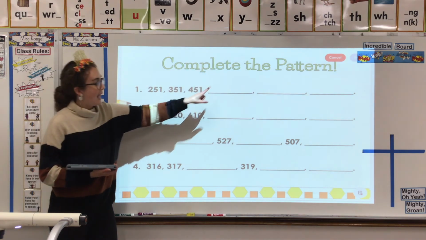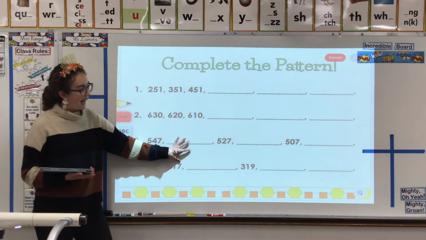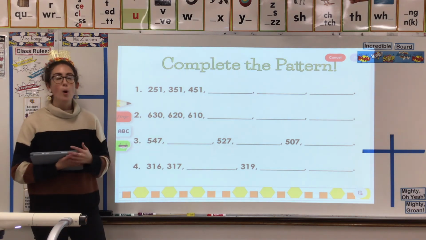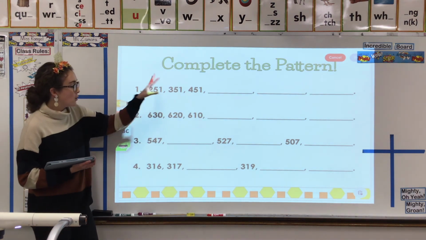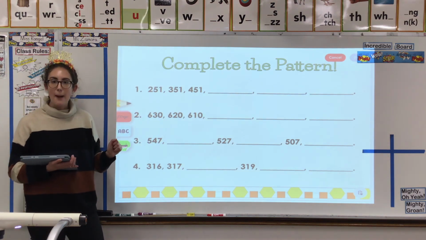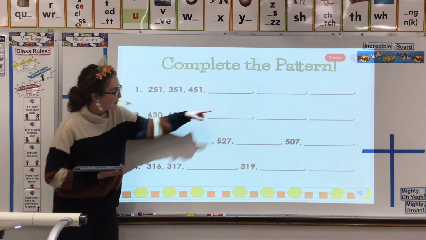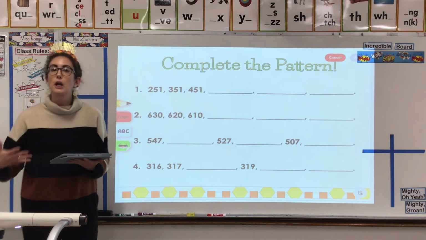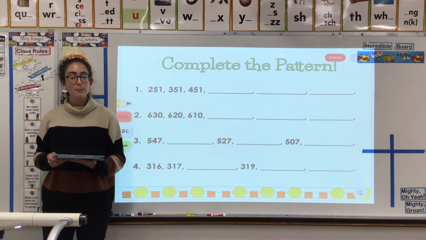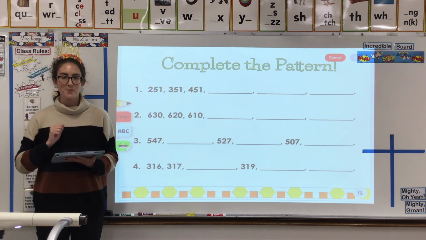1 and 2 have the blanks at the end, but 3 and 4 have the blanks in between the sequence. So you're going to have to solve both of these awesome ways. You can go ahead and mark these numbers if you want. Mark the change that's happening so you can keep track and see. But your job is to complete these sequences following the correct pattern. Are the numbers more than or less than each time? Is it changing by ones, tens, or hundreds?